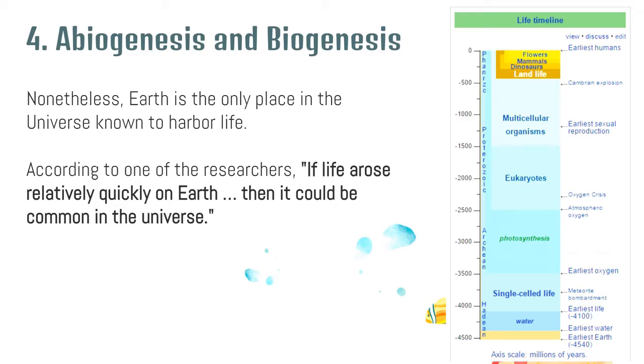Now, this is the life timeline of how life possibly originated. So we have the earliest Earth, on a scale of millions of years, 4,500 or 4.5 billion years ago. Then we have this primitive water Earth. We've mentioned that already in one of our previous videos. Now, earliest life possibly occurred 4.1 billion years ago, okay? In those primitive waters.